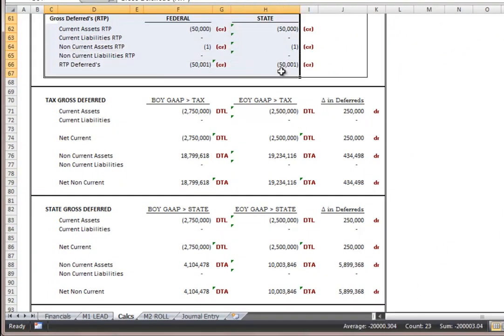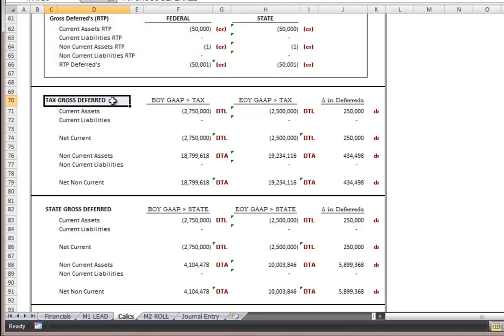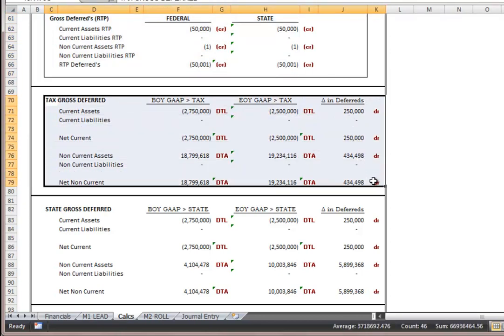A summary of the gross deferreds for the prior year RTPs, the tax gross deferred, and the state gross deferred are included on the calc sheet.